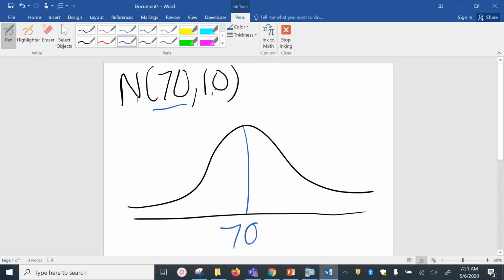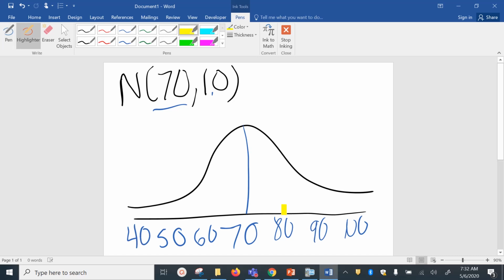And that 10 tells us what to add by. So plus 10, 80, plus 10, 90, plus 10, 100. It also tells us what to subtract by when we go to the left side. So 60, 50, 40. Then what we're going to do is go to 80 and shade it, because they want 80 or higher going that way.